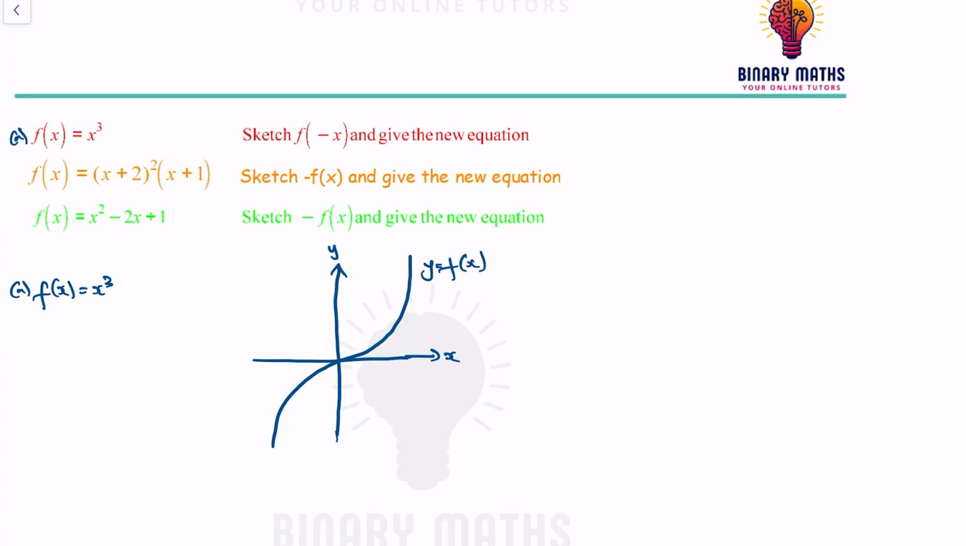Now it says sketch f of minus x and give the new equation. So let's do the new equation first. Replace x with minus x. So it's minus x all cubed, which is just negative x times negative x times negative x, which is negative x cubed. So f of negative x is just negative x cubed. But this is just a reflection of f of x in the y-axis.